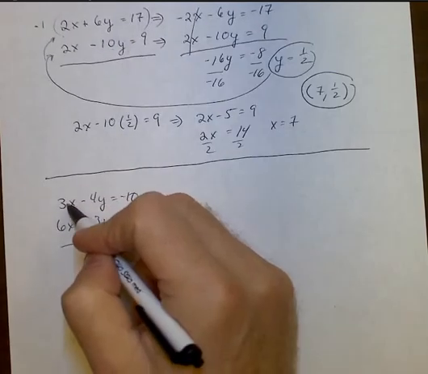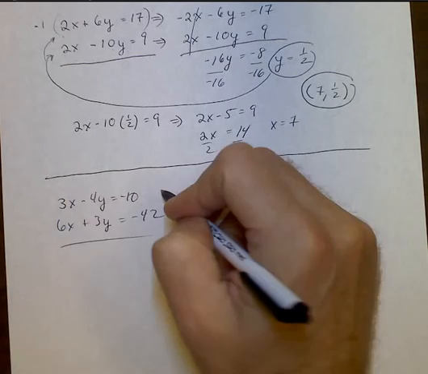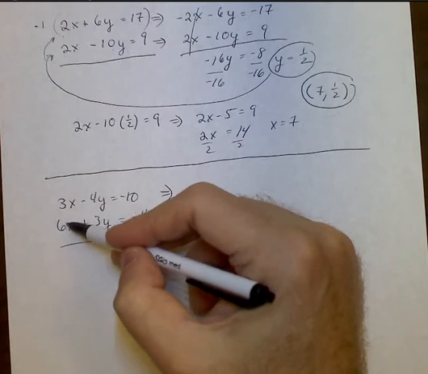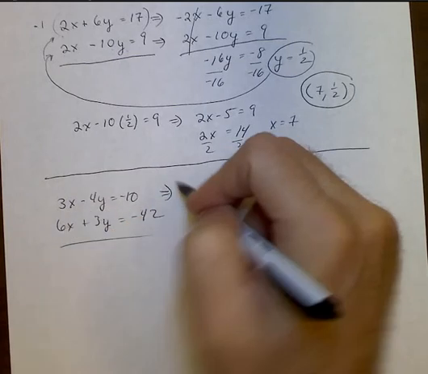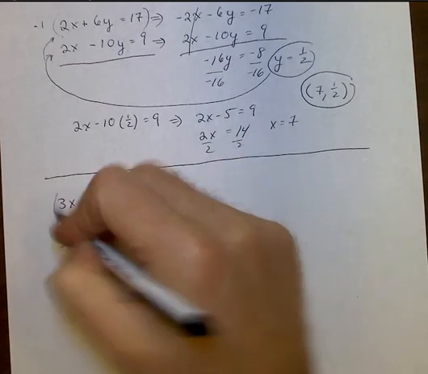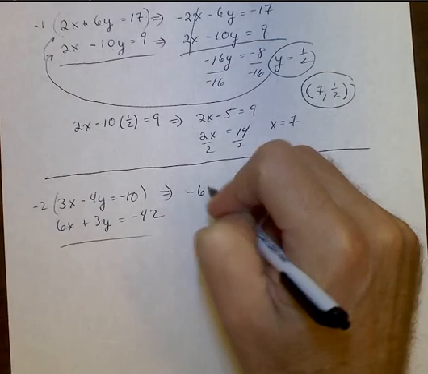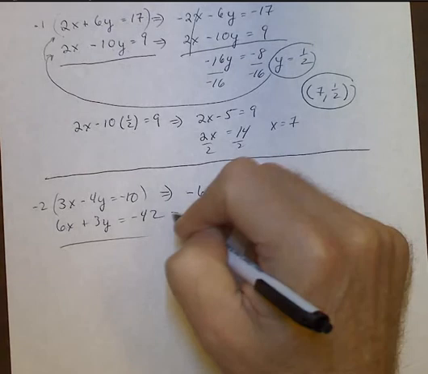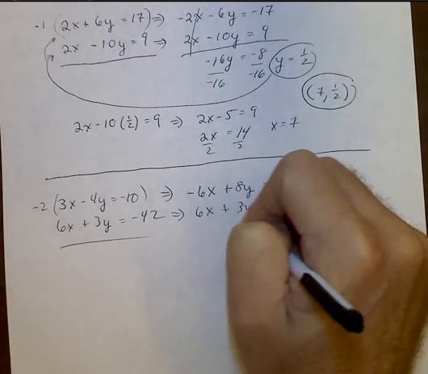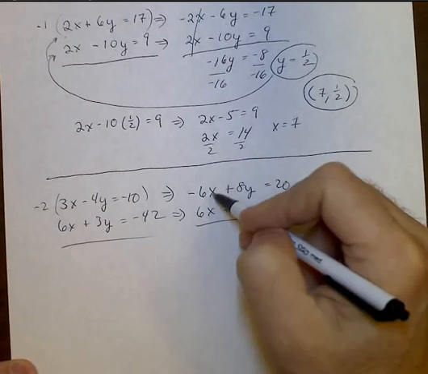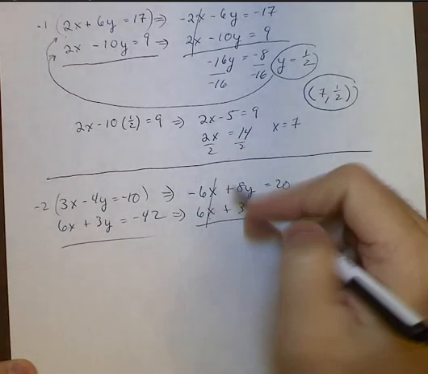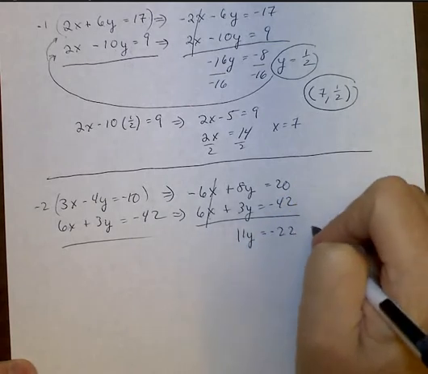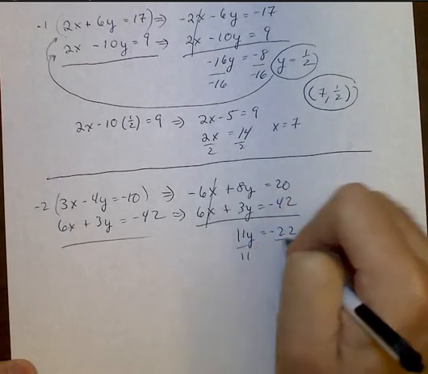So I need to create that same effect here. Well, I can make a 3 into a 6. That's easy to do by multiplying it by 2. But I'm going to multiply by negative 2, because I don't want a 6x. I want a negative 6x, so I can cross it out with this second 6x over here. So I'll take this first equation and multiply it by negative 2 to get negative 6x plus 8y equals 20. I'll bring the second equation over, and sure enough, now the x's go away. I get 11y equals negative 22, and I divide both sides by 11, so y equals negative 2.